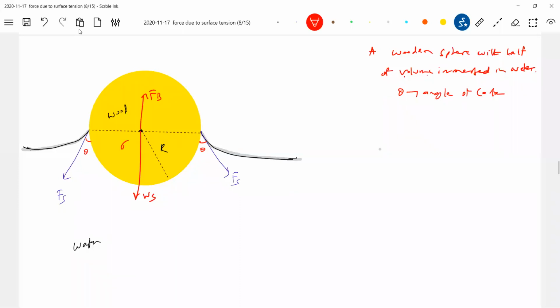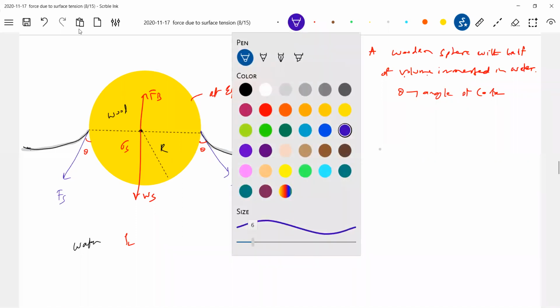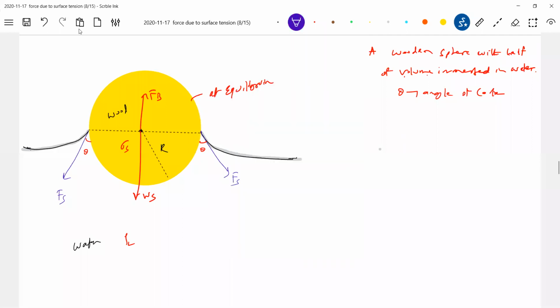Let theta be the angle of contact, with the density of the solid and the density of the liquid. Let it be water. Shall we equate forces now at equilibrium? At equilibrium, the buoyant force will be balanced by the weight of the solid plus the force due to surface tension. The buoyant force is density of liquid, volume immersed, 2 by 3 pi r cube g. Weight of the solid is sigma s, 4 by 3 pi r cube g.